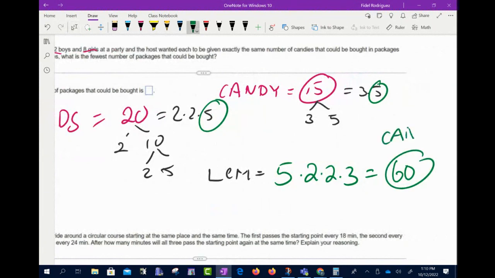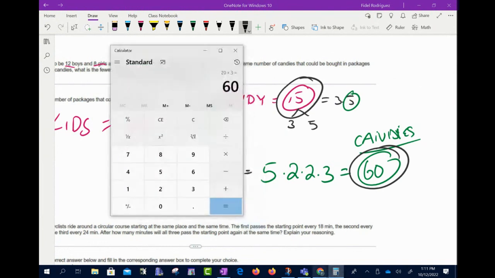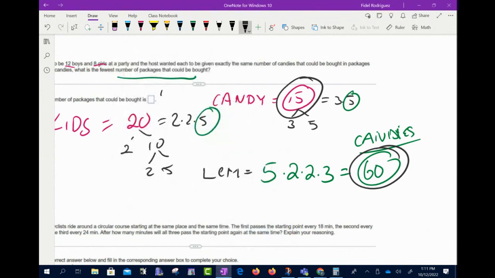So that means that we want to buy a total of 60 candies. Now, the question is not asking me how many candies do I want to have total. The question is asking me, what's the number of packages that we can buy? Well, if candies come in packages of 15, y'all, and we want to have a total of 60 candies, what I would do now is take 60 and divide it by 15. And so we need to buy a total of 4 packs, right? If we have 4 packs of candies, then everybody can get an equal amount and we'll be good, okay?